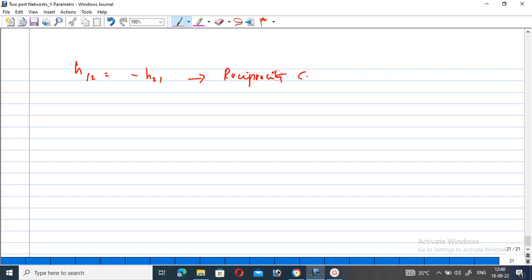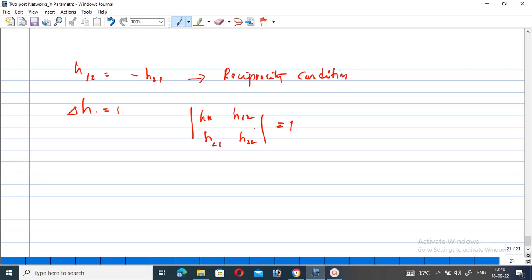Reciprocity condition of H parameters, as well as, if you want to calculate the symmetric condition, that is nothing but H11, and we can call delta H. Delta H of H11, H12, H21, H22 must be equal to 1, then only it satisfies the symmetric condition. This is one more important thing in the H parameters. If you want to analyze this equation, you have to go through this.